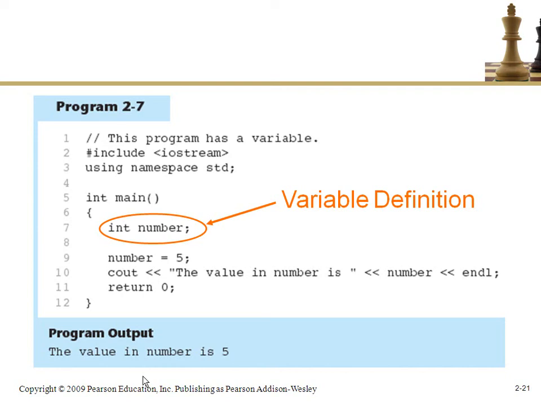then you have the variable number itself, which in this case is 5, and then endl, which will send you to the next line. The output would look like: the value in number is 5. I recommend that you code this program in your C++ environment and execute it to see what you get as a result.